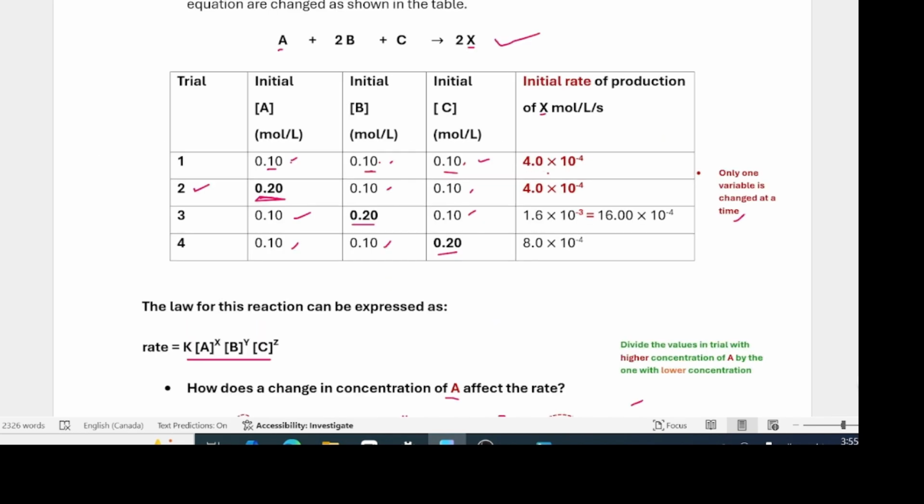This is the rate here. The rate will be equal to 4.0 times 10 to the negative 4 moles per liter per second. And the concentrations will be that for A, that for B, and that for C. You can't use this rate here and use these values here, okay? Whatever rate you choose, use the values of the reactants that are used to produce that rate. So we go back now.